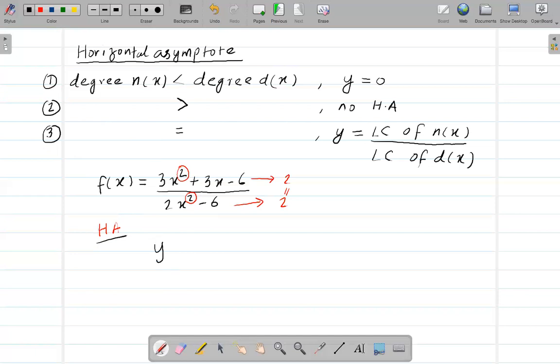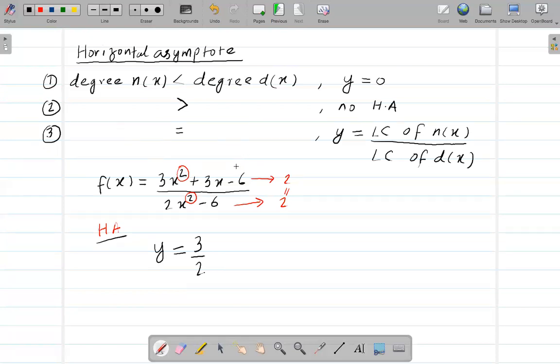So if the degree of the numerator and the degree of the denominator are the same, then the horizontal asymptote HA is y equals the leading coefficient of the numerator. The leading coefficient of the numerator is 3, because it is the coefficient of the term with the highest power, divided by the leading coefficient of the denominator, which is 2. So this is the horizontal asymptote of this function. There you go.